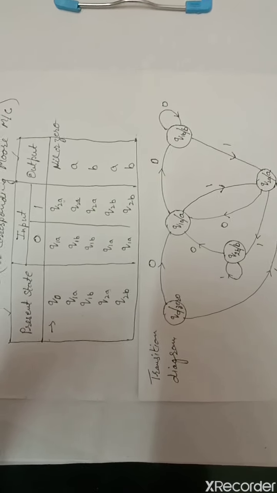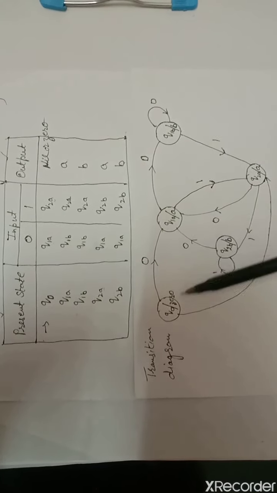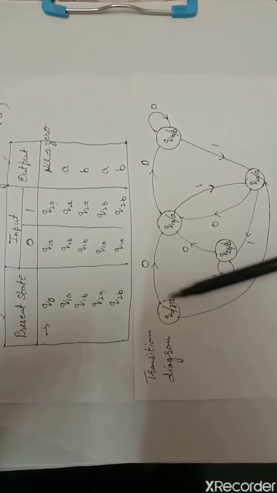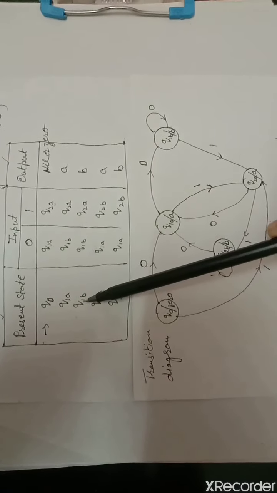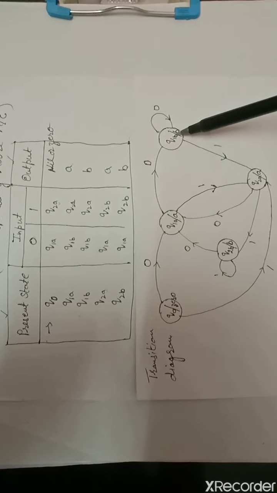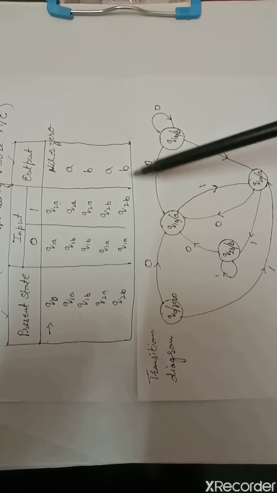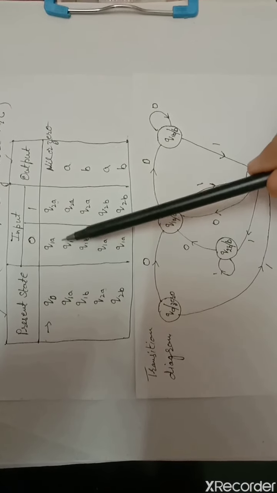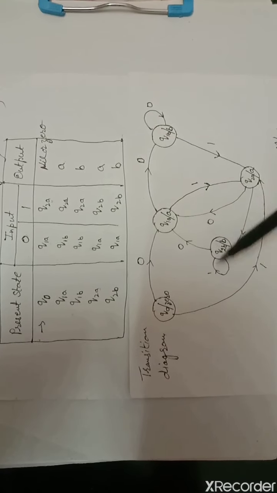Now we construct the transition diagram using this transition table. So there are 5 states. So first we draw the 5 states. Q0 with 0 output, Q1A with A output, Q1B with B output, Q2A with A output, and Q2B with B as an output. Right? And using these 2 columns, we draw all the transitions.